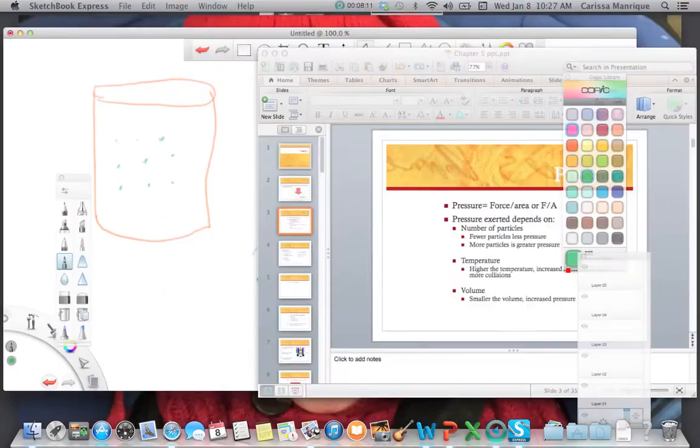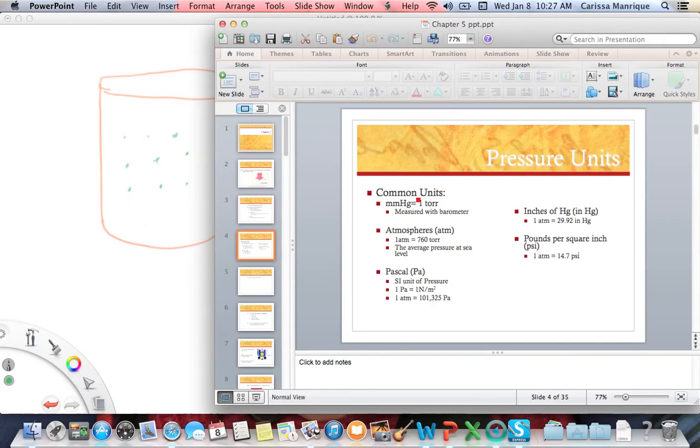Alright, let's look at some basic units. Common units, we have a millimeter of mercury. Sometimes a barometer is in millimeters of mercury. That equals 1 torr. You might have heard of atmospheres. 1 atmosphere is 760 torr. 1 atmosphere is the average pressure at sea level. Okay. There's a Pascal. That's 1 Newton per meter squared, and 1 atmosphere is 101,325 pascals.